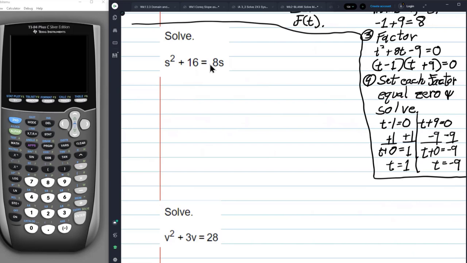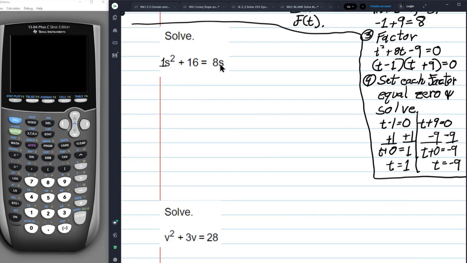We're just going to do this. Okay, so the first thing I do is I notice there's a 1 in front of s squared. That's a good thing. It's easier.